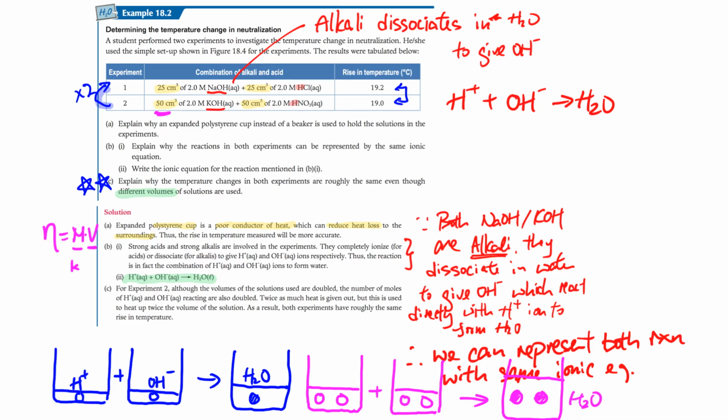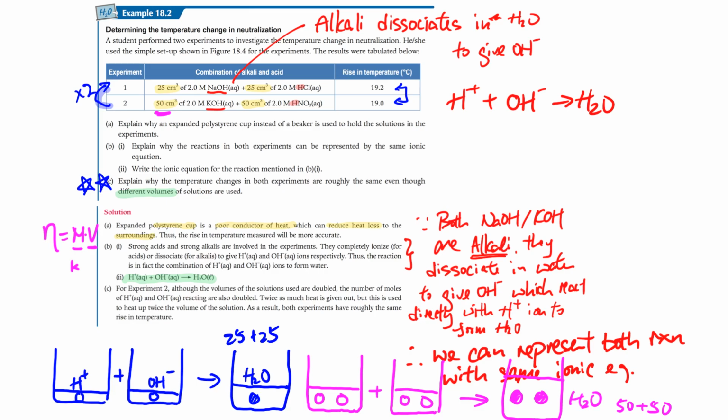Looking at this, in experiment 1 we form 1 H2O molecule. But in experiment 2, because we double the volume, we form 2 H2O molecules. However, there is also another change: not only the number of H2O molecules is different, but also the total volume. This volume is also double, because this one should be 100 cm cube, while this one is just 50, because we have 25 plus 25. This one is 25 plus 25, this one is 50 plus 50. So the volume is also different.